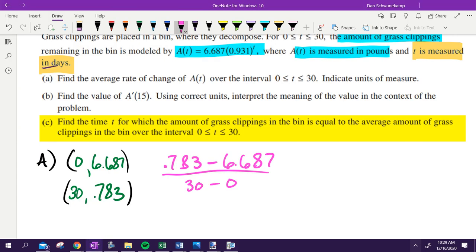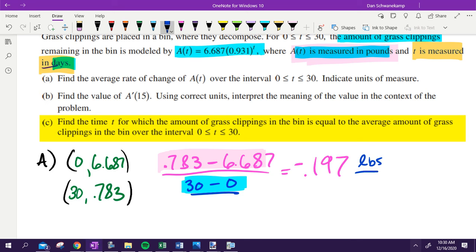negative 0.197. Now indicate units of measure. What is this top stuff measured in? That's what I got when I plugged into A of T. That is measured in pounds. So this right here on top, it is pounds. The 30 and 0 are on the bottom. What are the 30 and 0 measured in? Days. So it is pounds per day.